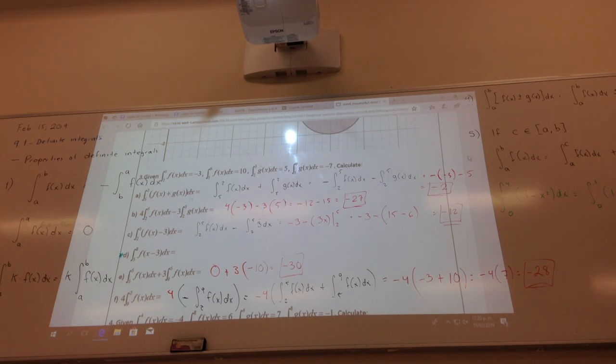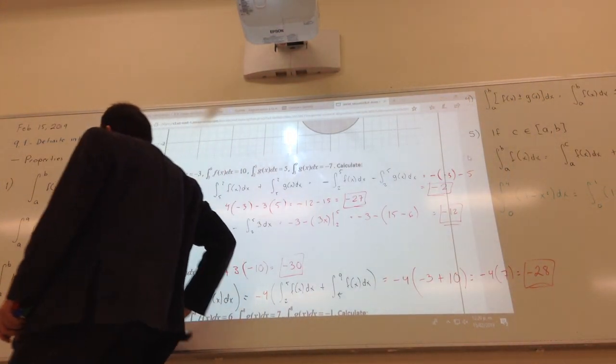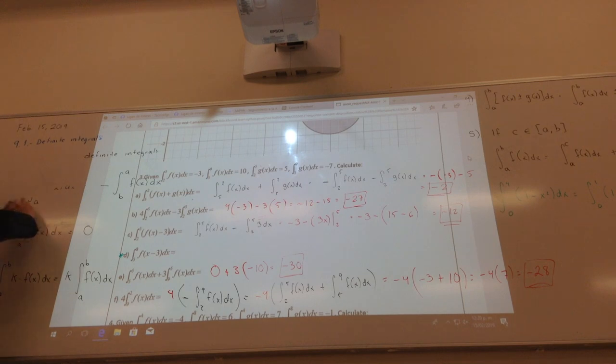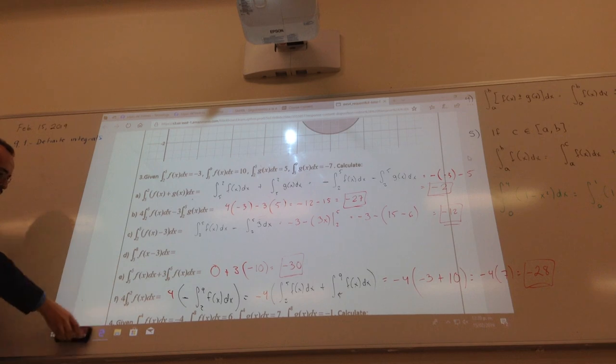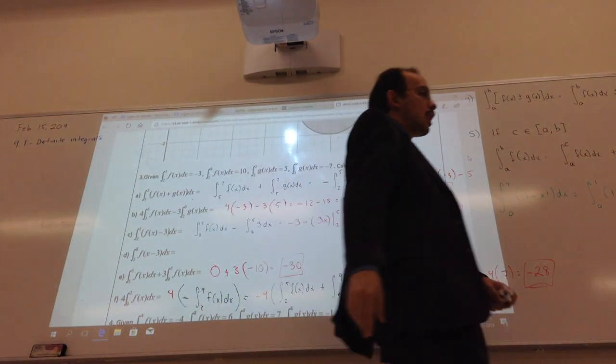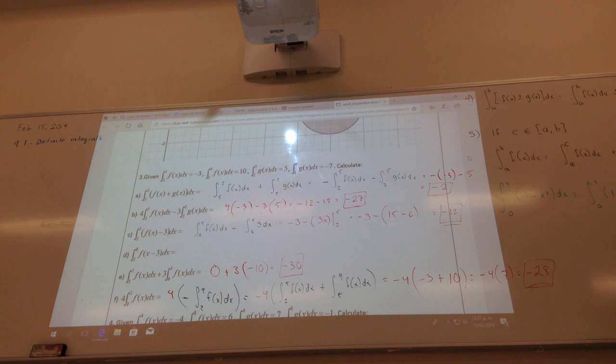This one could be a little tricky to use because right now we're using variables. We'll see it better when we use the application, which is the area below a curve. Questions so far? Okay. Now, for letter D, we need to understand the meaning of a definite integral. Like I mentioned yesterday, a definite integral solves the area problem. Remember that?